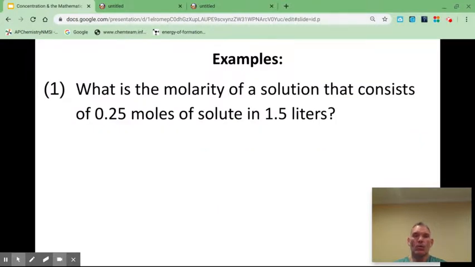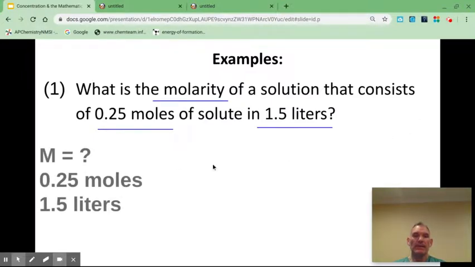Number one, what is the molarity of a solution that consists of 0.25 moles of solute in 1.5 liters? Again, underlining key things. I need molarity. They gave me moles. They gave me liters. Now, in these problems, I always find it best to, once you underline the key points, write out what you underlined. So, moles, 0.25, liters, 1.5, and I'm looking for molarity. And again, instead of using molarity, I use the symbol for capital M.